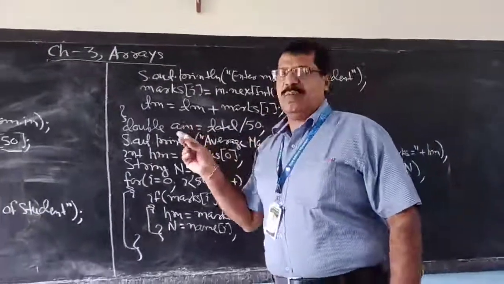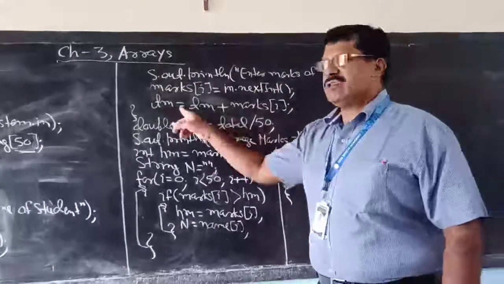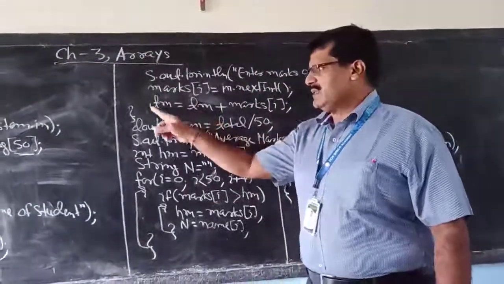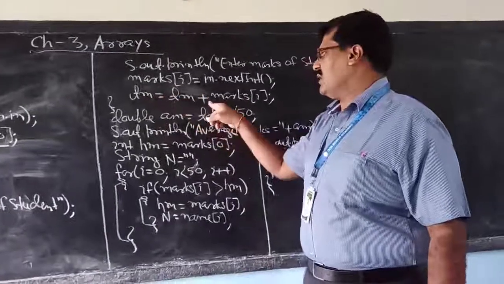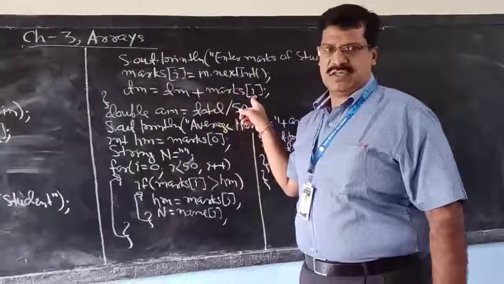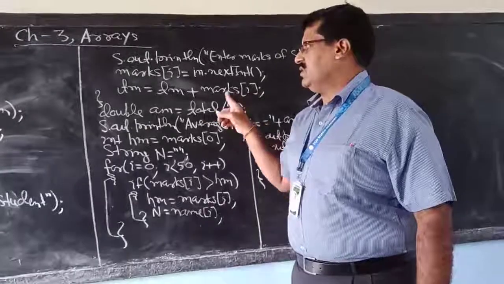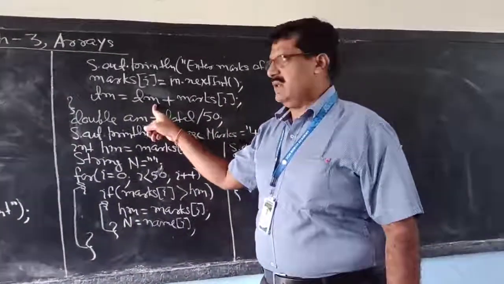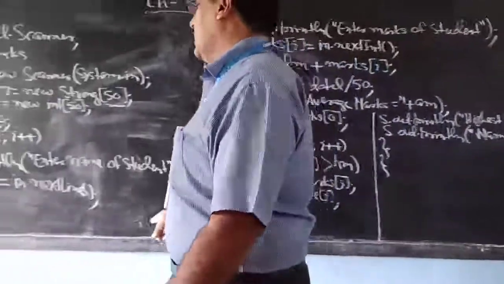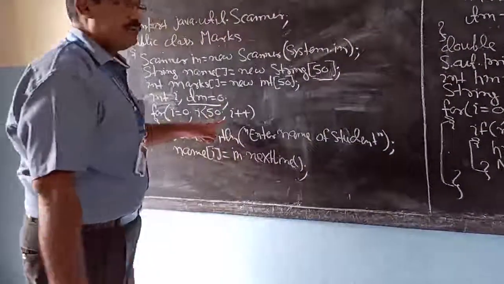Now, in the same loop, calculate the total marks of the class. So total marks is initialized to 0. So tm = tm + marks[i], meaning marks[0]. 0 plus marks[0] means the first marks is added in the TM, total marks. After that we will go for the next i. Next i will be 1.